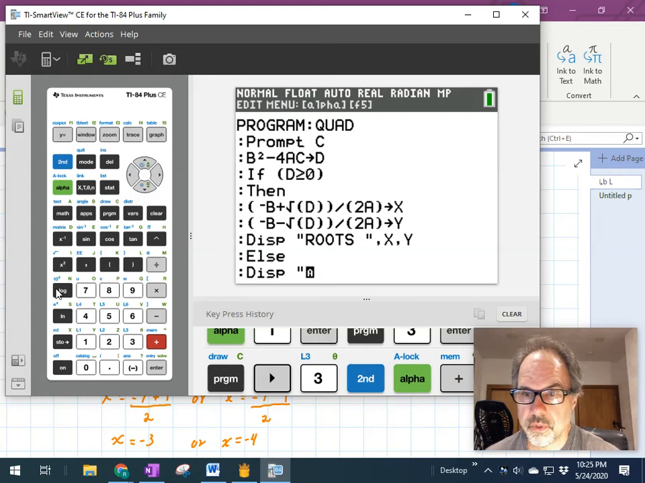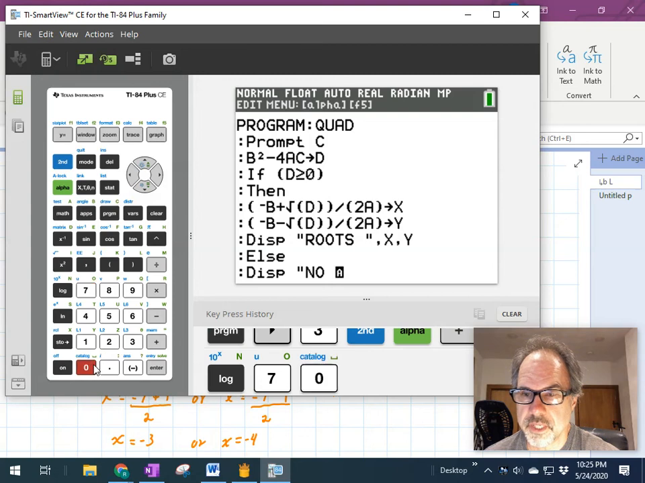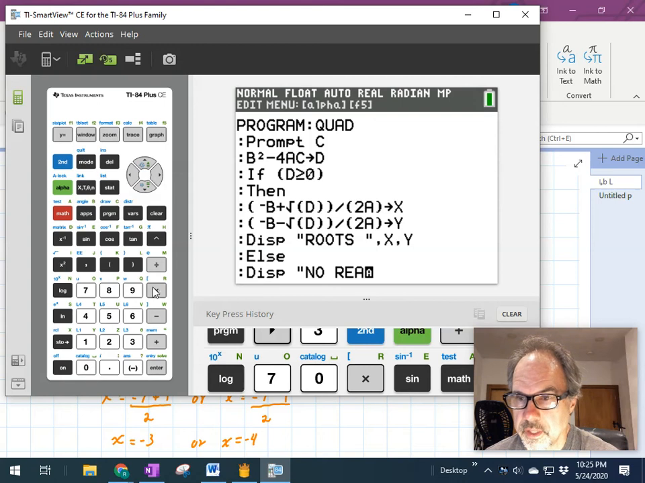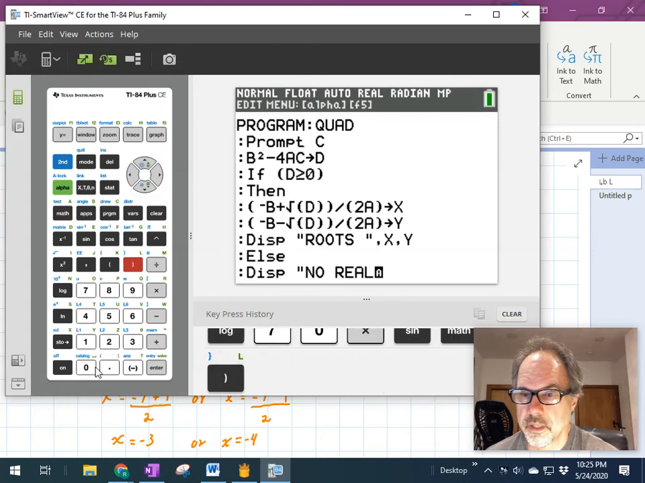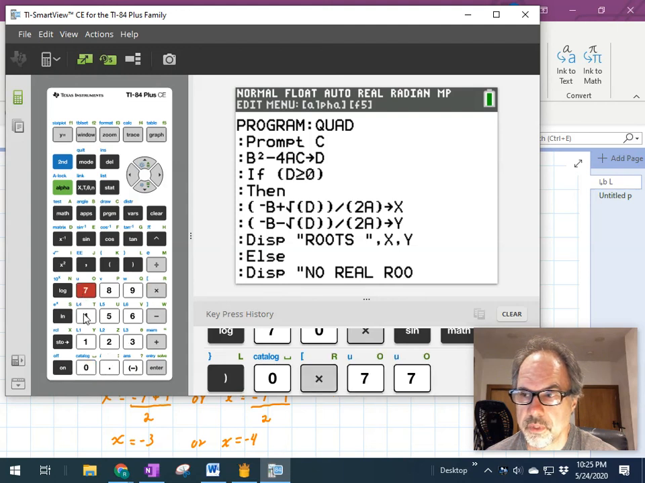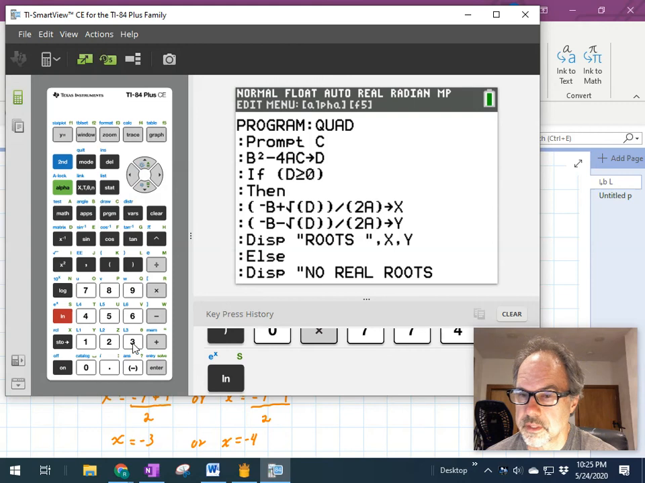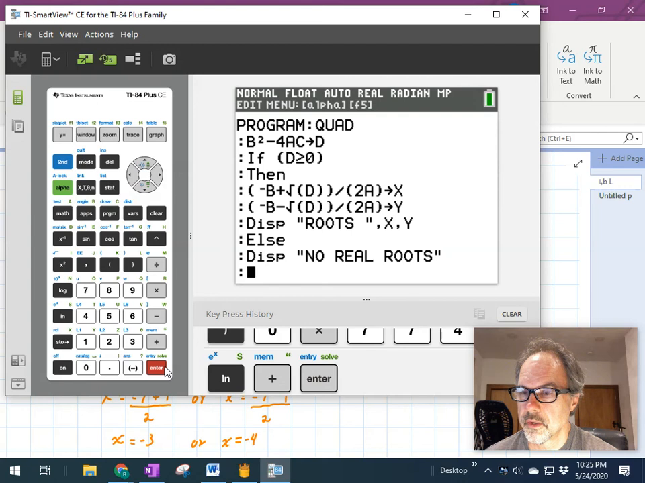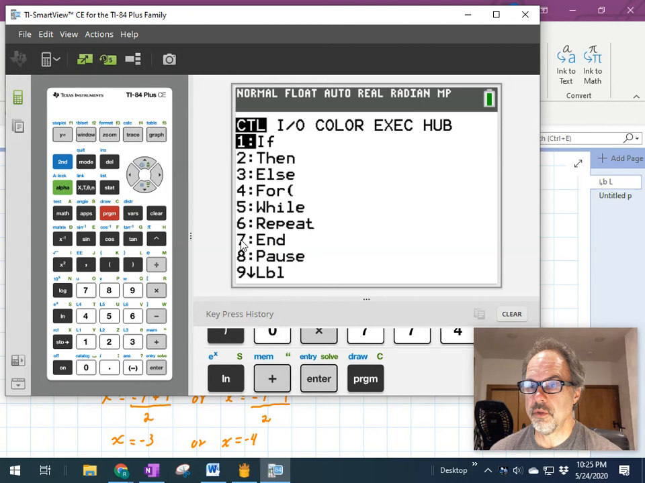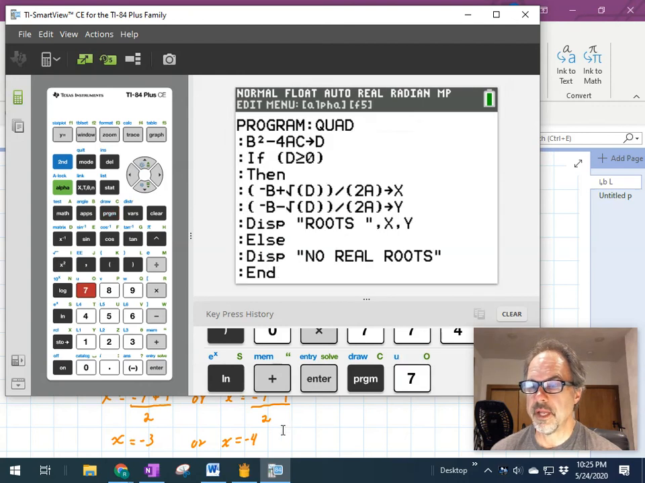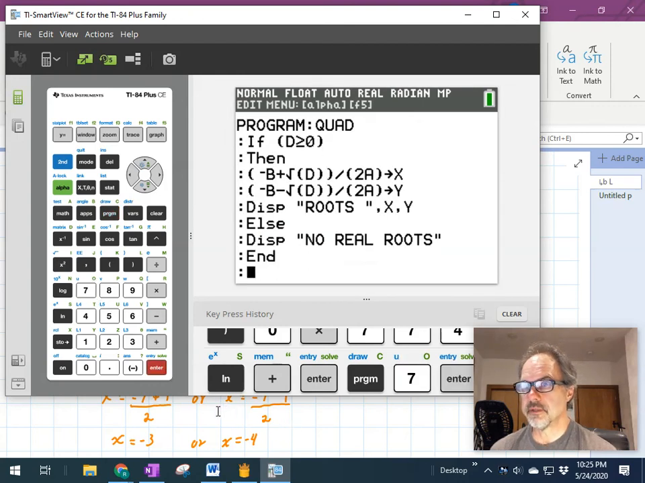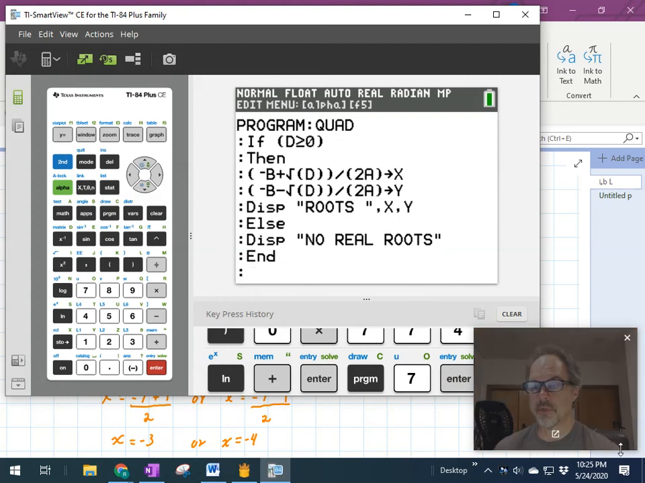So no space real, R-E-A-L, space roots, R-O-O-T-S, and then hit quotes again. All right, and then we're done with the program. So a lot of programs, we just like to end with the end command. And that does it for the quad program, except for the testing.